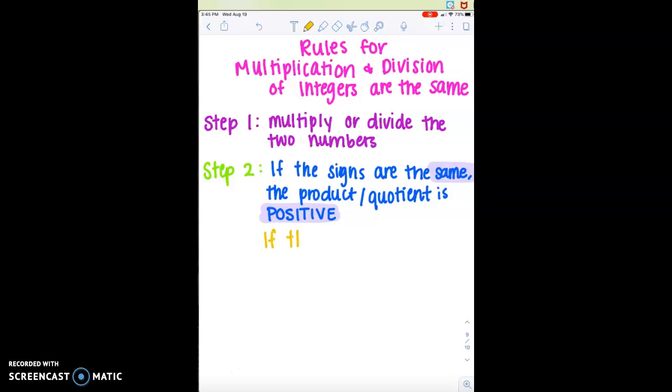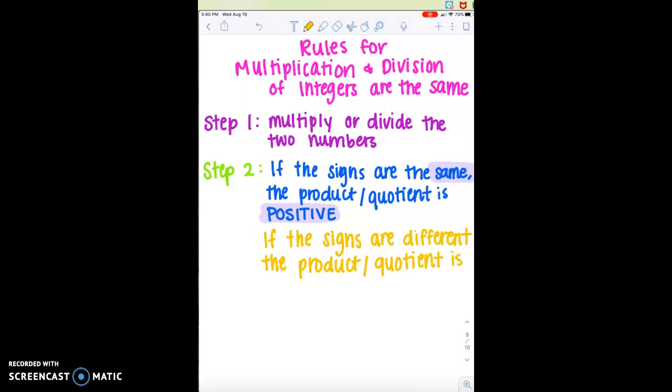Now, here's the other rule that we figured out. And it's if the signs are different, okay? Remember we had a positive times a negative, and it's the same thing if you have a negative times a positive. It doesn't matter the order, but if they are different, the product or the quotient is going to be negative, okay? So if those signs don't match, you are going to have a negative answer.